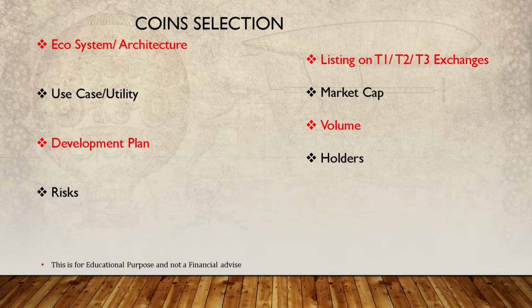Whenever I select any coin, I divide it into parts. One is its qualitative capability, and one is its quantitative capability. Qualitative capability includes its background, its architecture, the system on which this coin is standing. This is a coin, this is a token, but where is it standing? It gives us an idea of its ecosystem and architecture: either it's a layer one, layer two, proof of stake, proof of work, proof of authority. Like Matic is a layer two Ethereum scalability solution, right? It is giving very good utility, and it has a very good development plan.